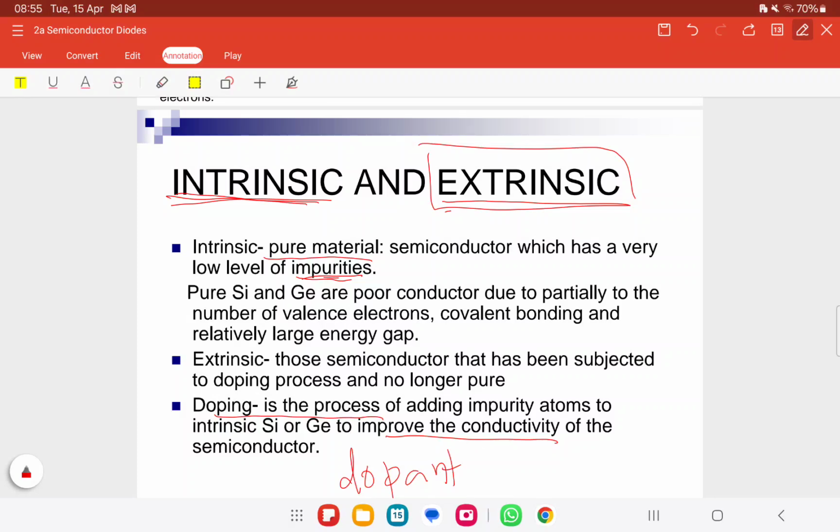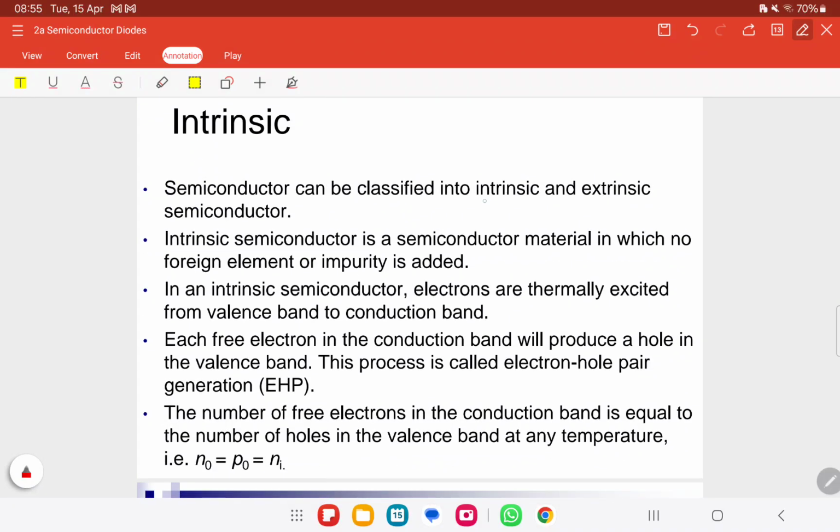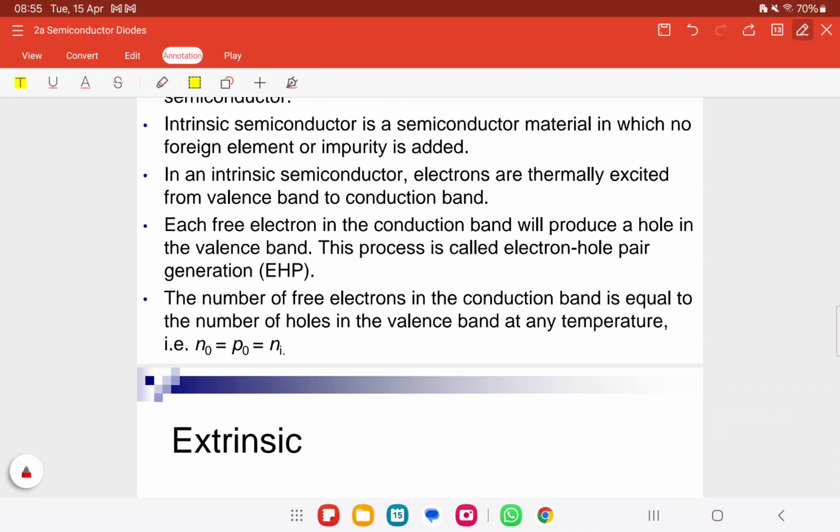Intrinsic can become extrinsic by going through a few processes, the doping process. This is the explanation of the intrinsic. Semiconductors can be classified into intrinsic and extrinsic. The questions that can be asked: what is intrinsic? What are the processes from intrinsic to become extrinsic? What are the elements that can be added? What are the names of the elements? Dopant lah. For the dopant that we can add, either we add electrons or we create holes in the process.